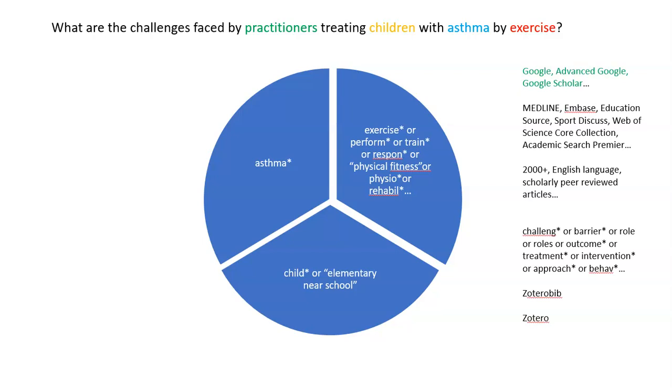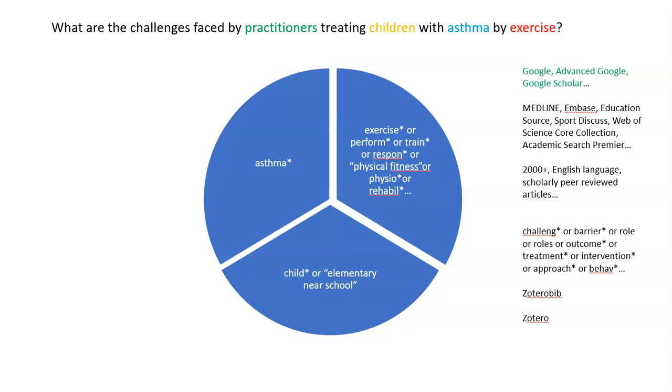So if you jump, and I'm doing my homework, I look at Google, Advanced Google, and Google Scholar first to see what's out there, how this is working, and you can do that. I've decided on the right-hand side to use Medline, Embase, Education Source, SPORTDiscus, Web of Science Core Collection, which is a really important database, and Academic Search Premier. As I put a boundary around this search strategy, I'm saying previous to 2000 is probably not important to me. I'm looking at English language materials. This is the filter I'm going to use. I'm looking at, as my first pass, scholarly peer-reviewed articles, because that's the platinum or industry standard.